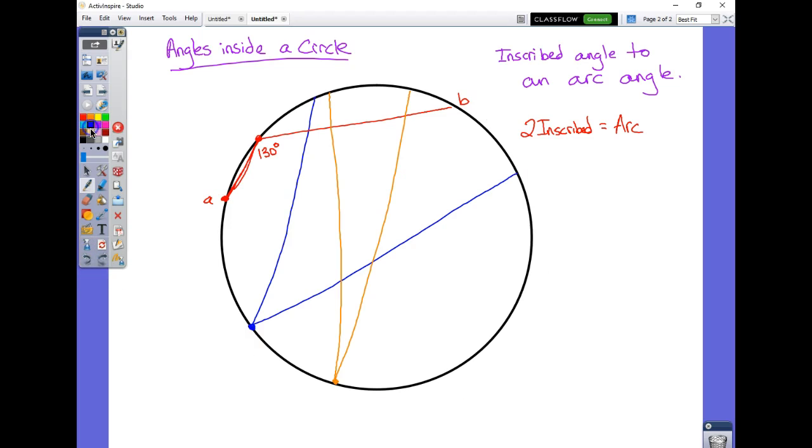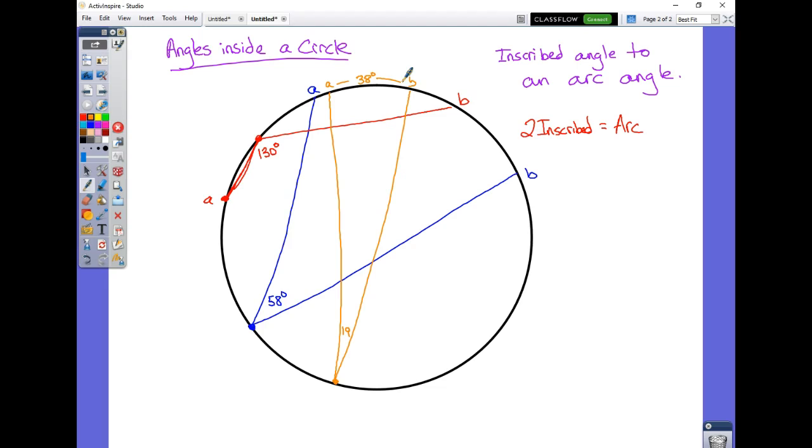If I were asking about the blue angle and told you that this was a 58-degree angle, then the arc between my blue A and B would be double this, or 116 degrees. Or if I took the orange between A and B and I told you that this was a measly 19 degrees, then this angle right here would be a 38-degree angle, because when I double it, I get a very small section.